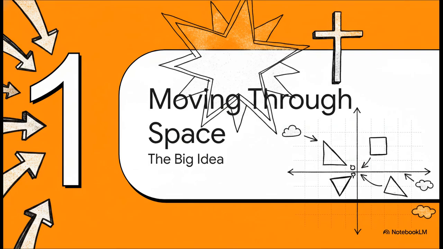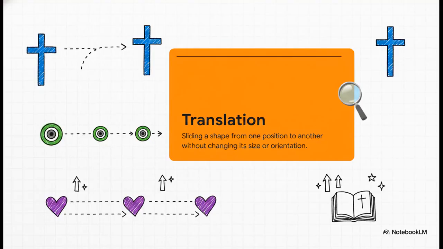This is really the big idea behind translations. So what exactly is a translation? Well, it's essentially just sliding a shape from one position to another. But here is the absolutely crucial thing to remember. You're doing this without changing the shape's size or its orientation. It doesn't turn, it doesn't rotate, and it certainly doesn't grow or shrink. It literally just slides.